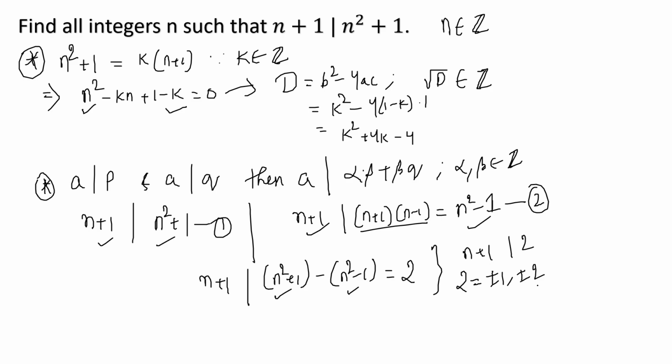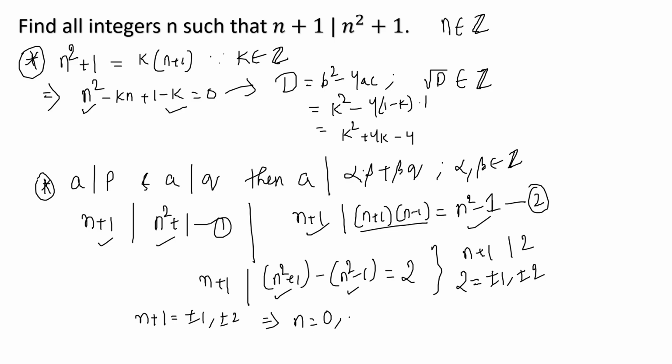So n plus 1 must be equal to these in some order. So let's try and equate that. Let's say n plus 1 is equal to plus minus 1 and plus minus 2. If you solve for n, the values you get: if n plus 1 is plus 1, n becomes 0.